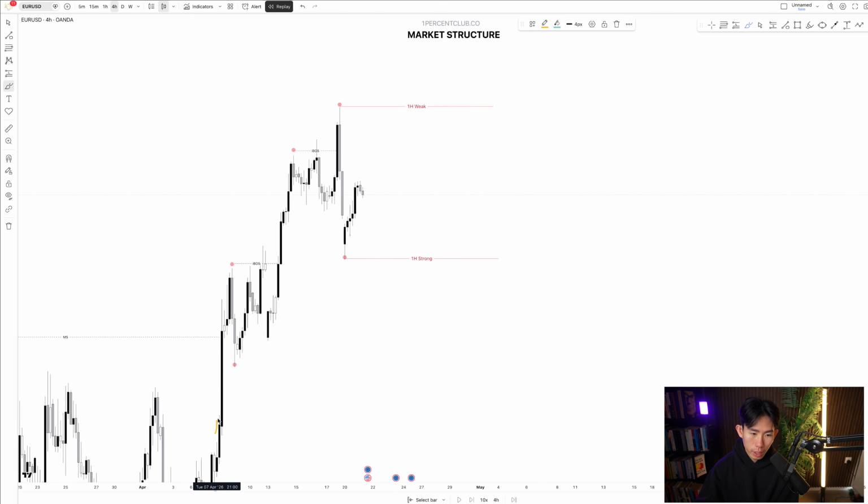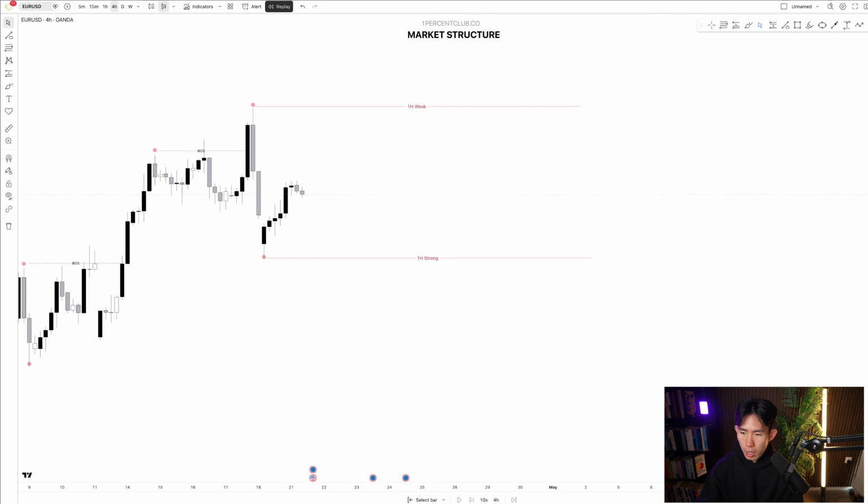So right now, just look at the market structure. Higher highs and higher lows. Okay, wait, no, that's not how I draw it. It comes down, pulls back like this, and then comes down. Right, so this high is higher than the previous high, this low is higher than the previous low, and this is where we could potentially have a market shift.